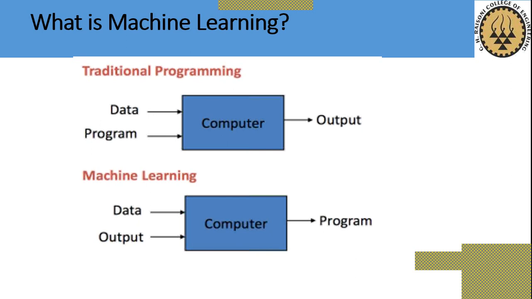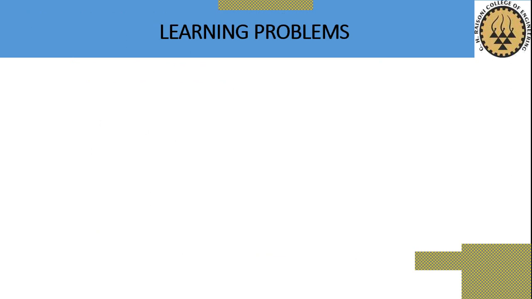But in machine learning, you don't have to concentrate on the program. Instead you have to concentrate on what you are giving as the input, that is the data, and what output you expect. You have to give this data, that is a data set, and your expected output to the computer. The computer then gives you the program, that is your machine learning algorithm. So this is the basic difference between traditional programming and machine learning.